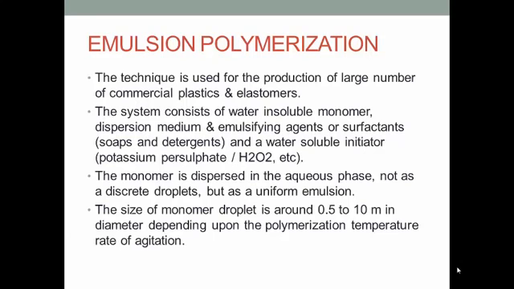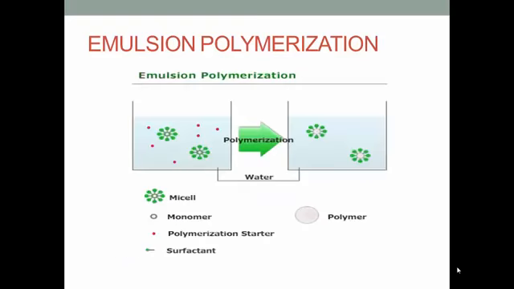The size of the monomer droplet will be around 0.5 to 10 micrometers in diameter, depending upon the polymerization temperature and rate of agitation. The emulsifier is dissolved in water, and water insoluble or poorly water soluble monomers are added to it. It is a method of performing polymerization by using a soluble initiator. In the water solution, when the emulsifier concentration is above a specified level, emulsifier molecules associate to form a micelle.